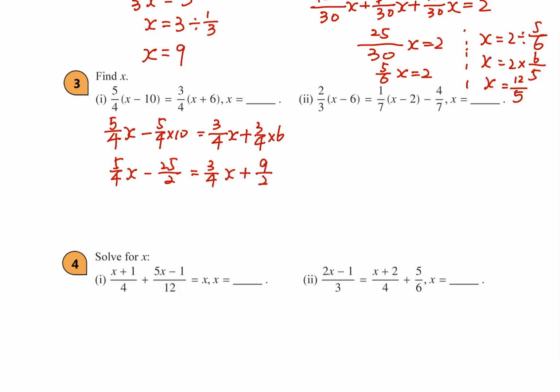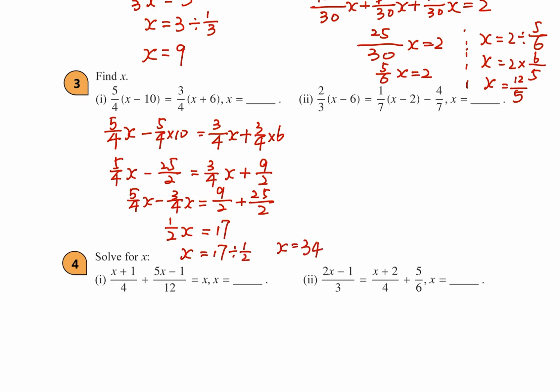9 over 2. Okay, so we can move everything to the left-hand side. Then we would have 5 over 4x take away 3 over 4x. And on the right-hand side, we will have 9 over 2 plus 25 over 2. Okay, so on the left-hand side, we are left with a half x. And then on the right-hand side, we've got 34 over 2, which is 17. Therefore, for our x, it's 17 divided by a half. And that would give us 34 as the answer.